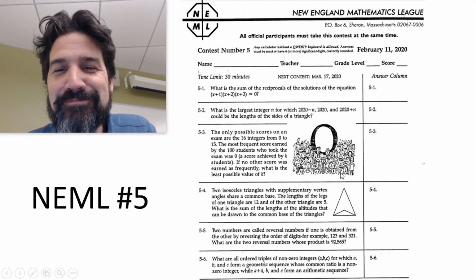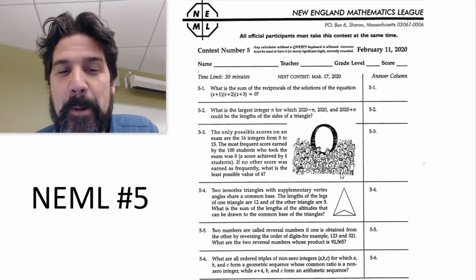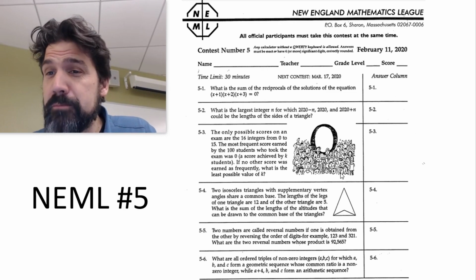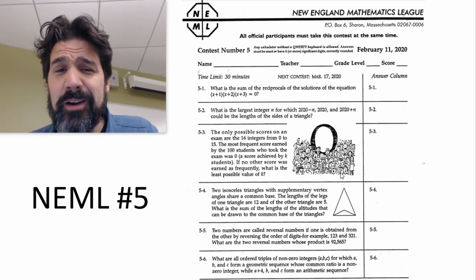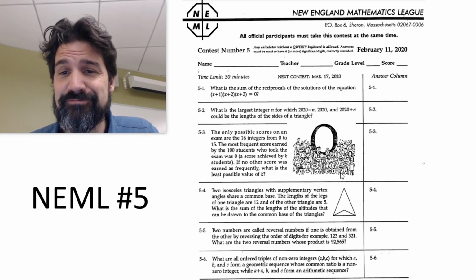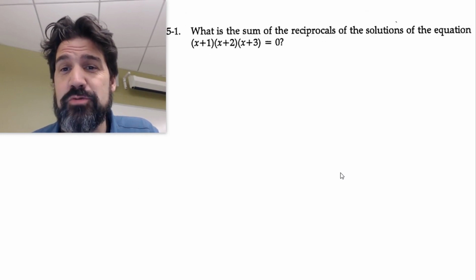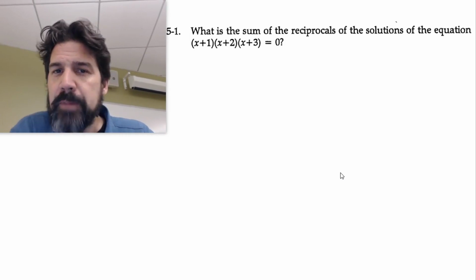Let's do some math. All right, we're doing NEML number 5. We are moving right along. We are in February. It is Valentine's Day, and it is just the perfect time to do NEML. First problem from this past NEML.